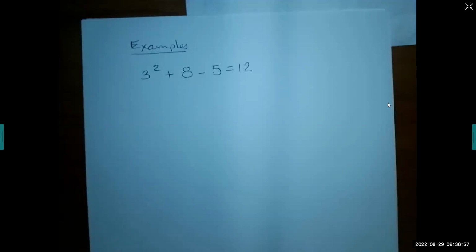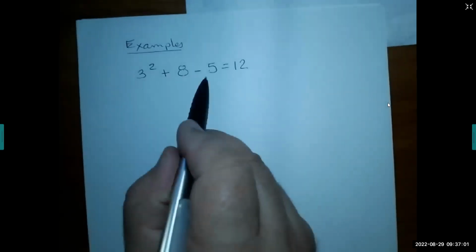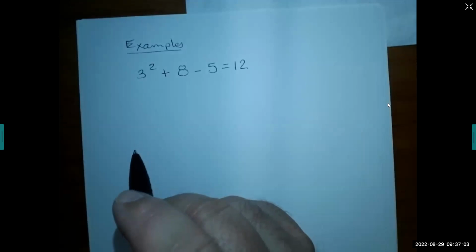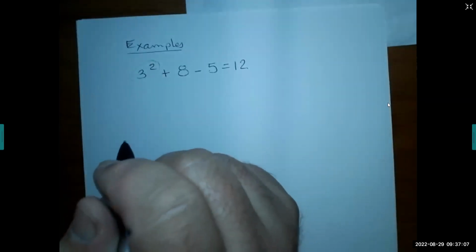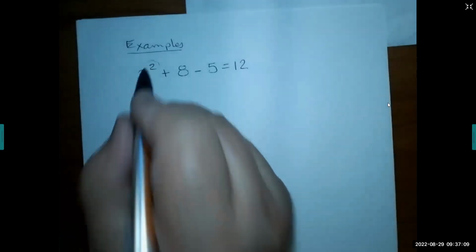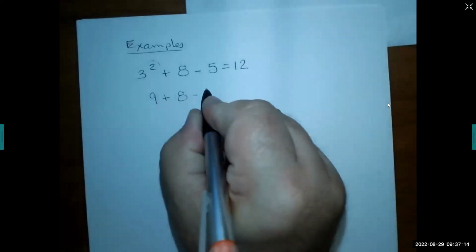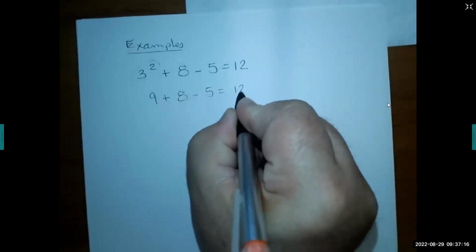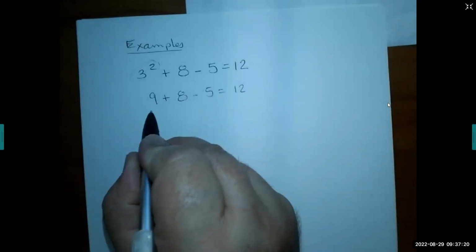Okay, let's try it. Both sides equal 12? So how do you do the left side? What do you do first? Exponents first. Order of operations says do special operations first. So 3 squared is what? No more special operations, no more multiplication or division, so we're left with addition and subtraction, reading left to right.